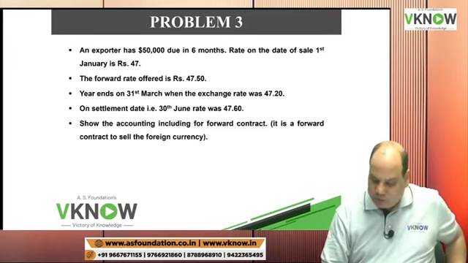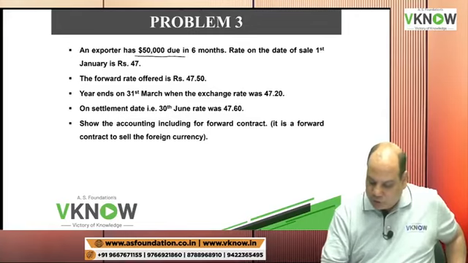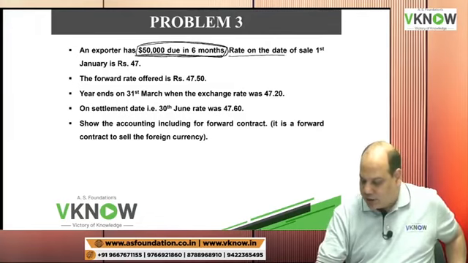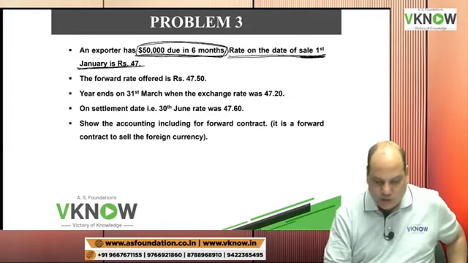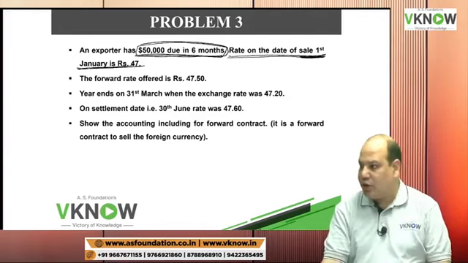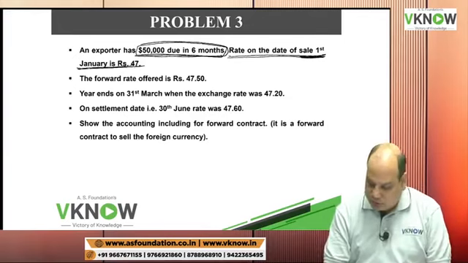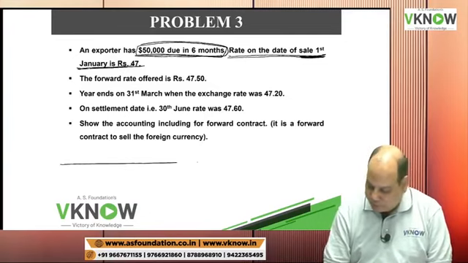Question number 3. An exporter has $50,000 due in 6 months. Rate on the date of sale, that is today. Today is the sale. 1st January is 47. So rate on the date is 1st January. On 1st January is 47.